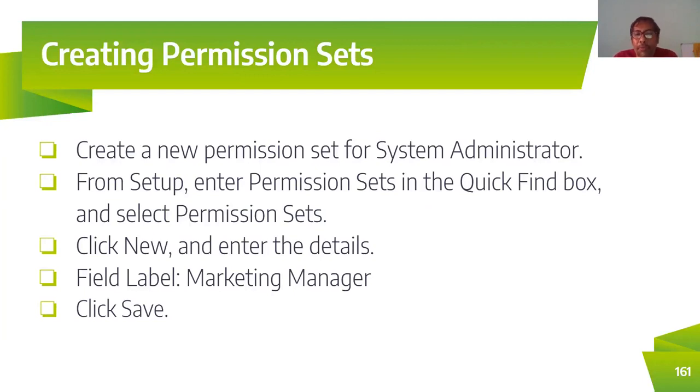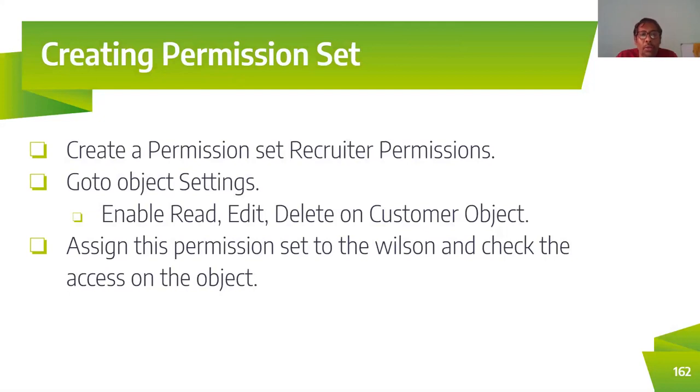Creating a new permission set for system administrator. From setup, you have to enter permission set in the Quick Find box, then click on Permission Sets, then click on New, enter the label Marketing Manager, and then click on Save, right?